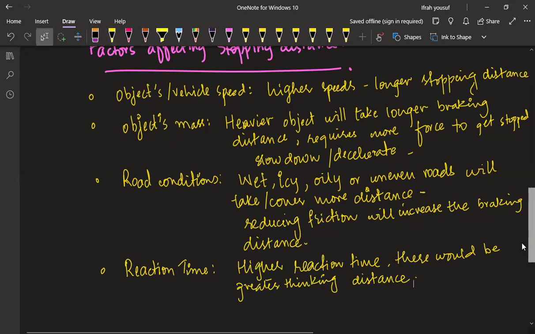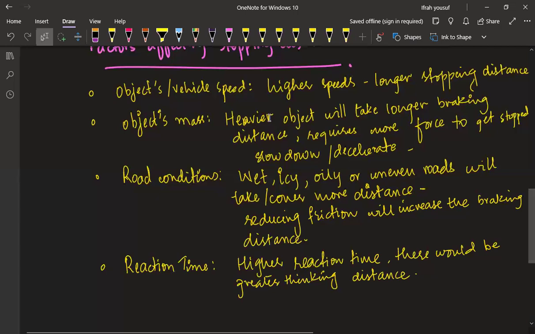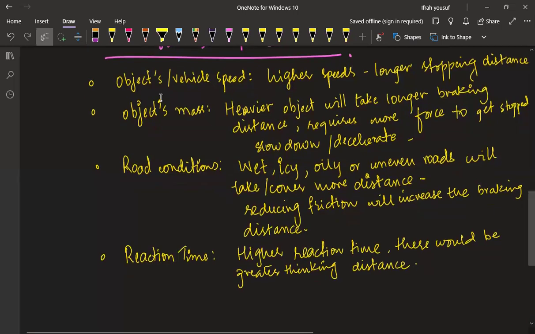Do you think there could be factors that can affect the reaction time? It depends on the driver age. Yes, age. It depends on the fatigue, right? It depends on braking efficiency. So if the condition of the brakes is not good, the efficiency of the braking system will definitely be affected. So this is how we have covered the stopping distance in today's class.